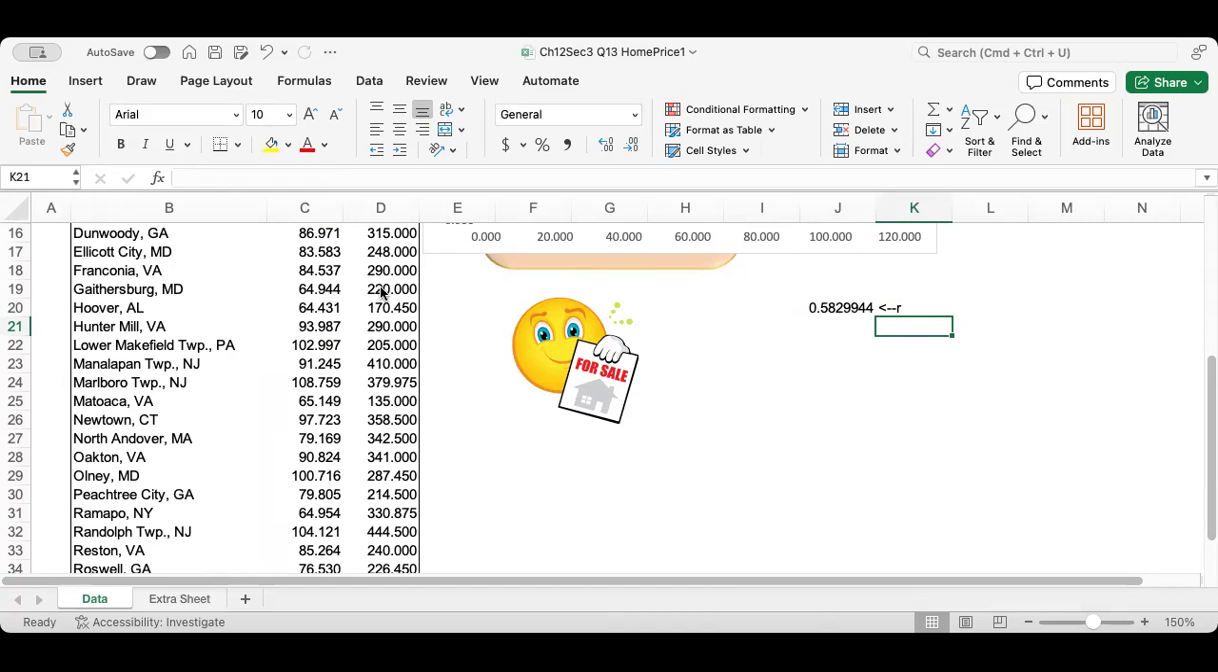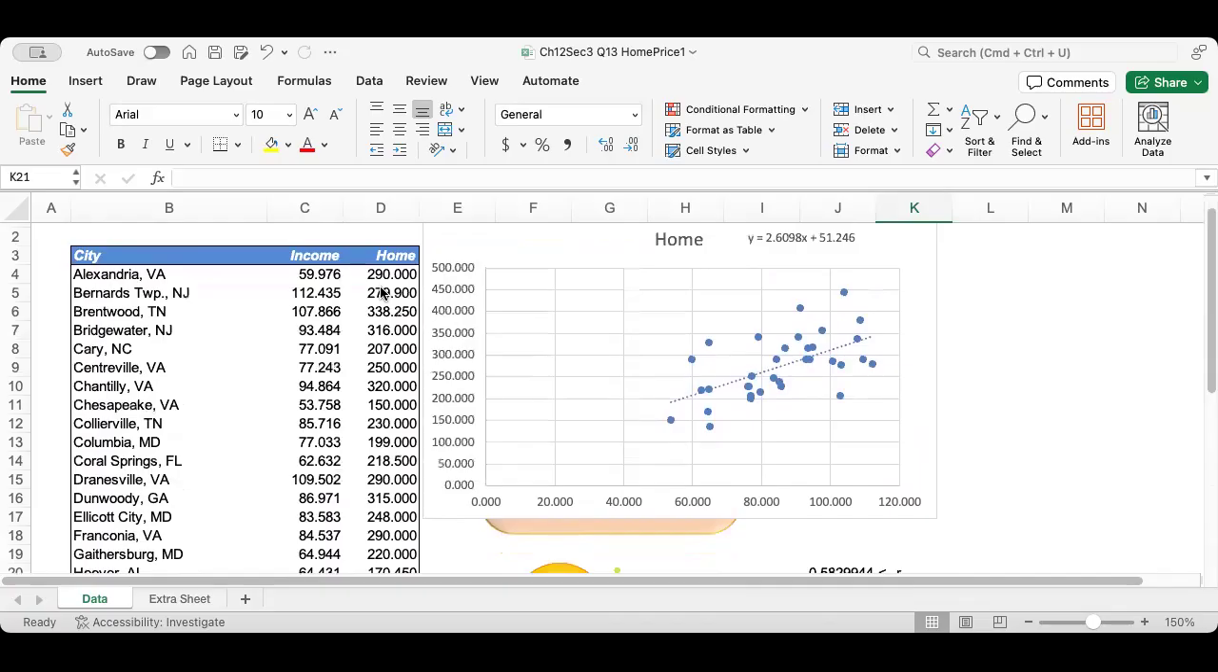There is a positive, but it's not that strong, because we're looking at a number between 0 and 1. The closer we are to 1, the stronger this relationship is. The further we are from 1, closer we are to 0, the worse this is. It turns out that I can actually do this on here as well.